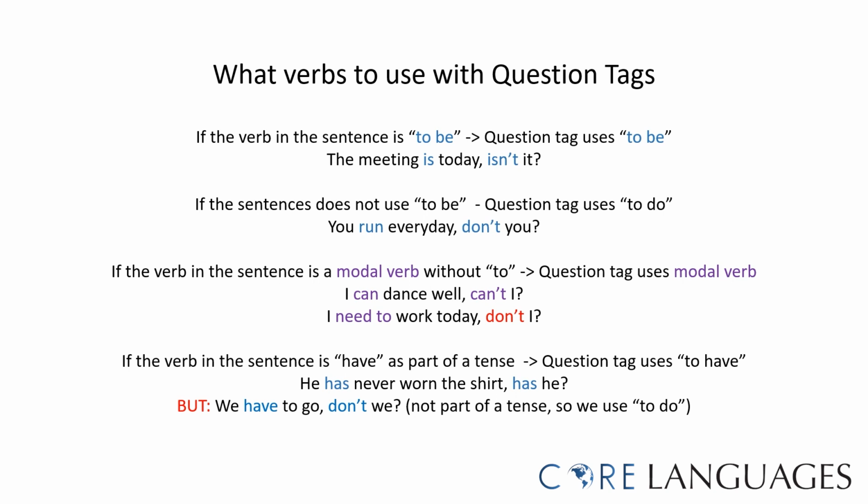In this example, have is not part of a tense, so we use the auxiliary verb to do to form the question tag. Don't we?